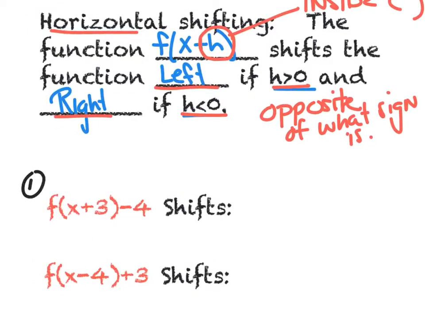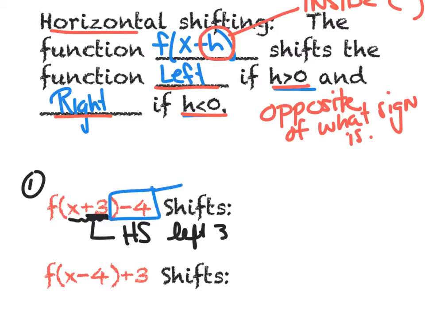Number 1. f of x plus 3 minus 4 shifts where? Notice inside is telling me this is a horizontal shift, and I'm going to go the opposite, as we just said. So this is going to shift my graph left 3. This minus 4 is outside, so it's the vertical shift, and it's literally going to shift it whatever it says, so down 4. As soon as I see this function, I'm going left 3 and down 4, no matter what the shape is.